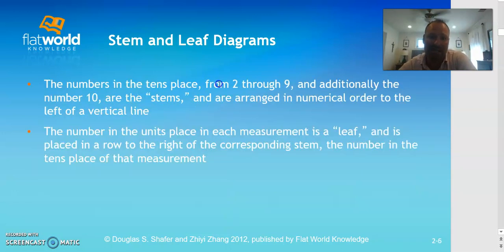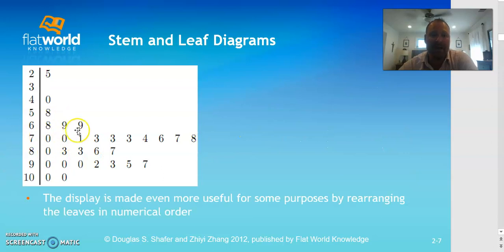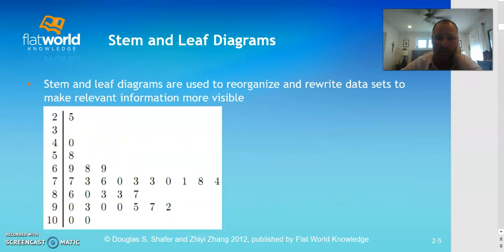So the numbers in the tens spaces, 2 through 9, this is actually what I explained already. The number in the units place is the leaf. So we have the stem, which is in the tens place, and we have the units place, which is the leaf. Okay. And now this is what we call an organized stem and leaf plot. And all they did was they took this one and they put it in order.